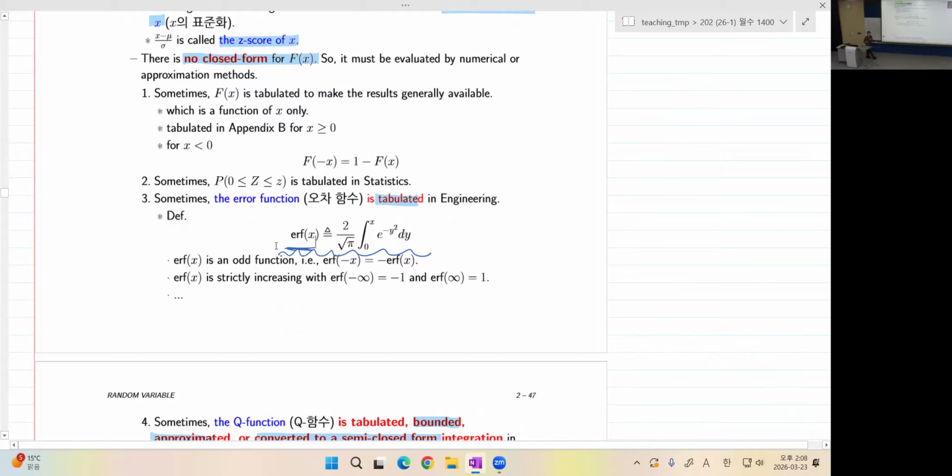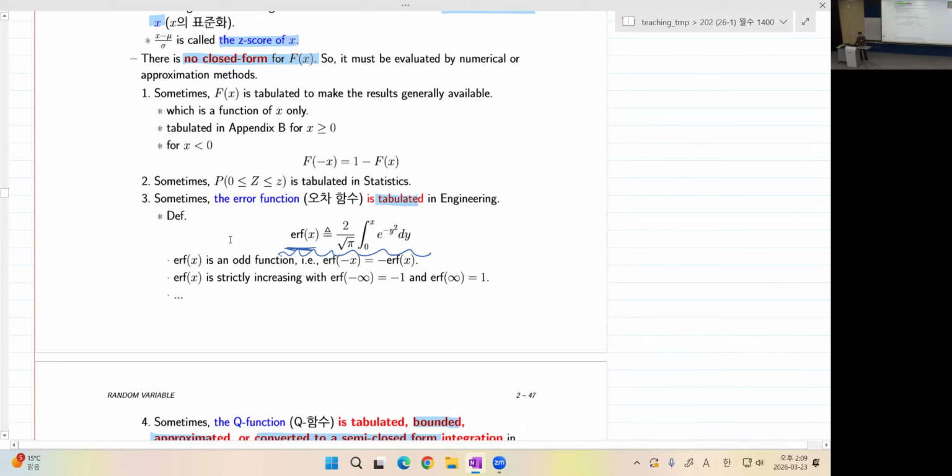One good thing is that, for example, the popular programming tool MATLAB not only has the Q function built in, but also the error function, the complementary error function, and the complementary phi function, which means the Q function. So that's good. However, remember this one. The Gaussian CDF does not have a closed form.